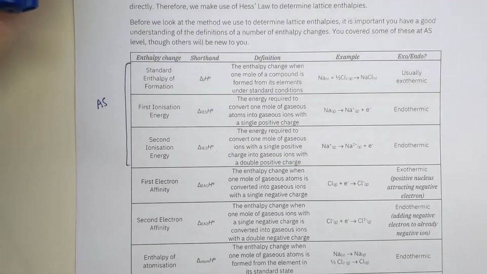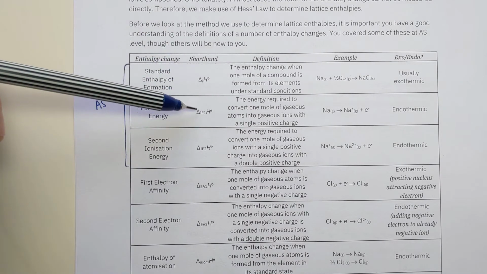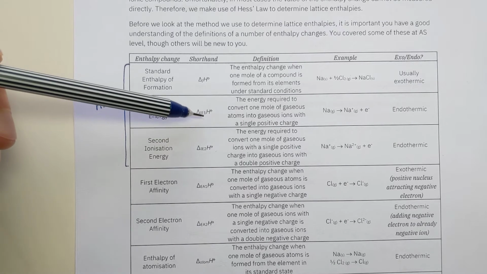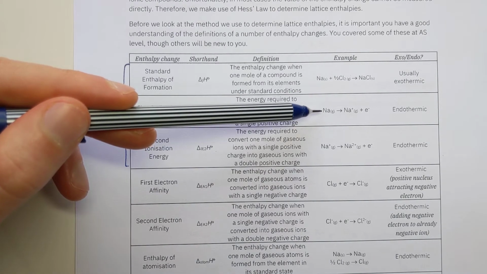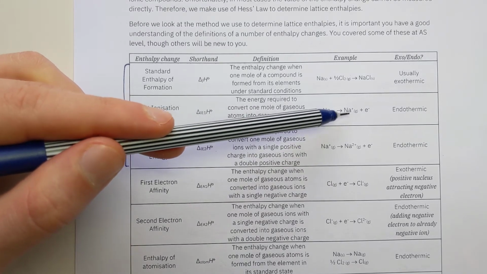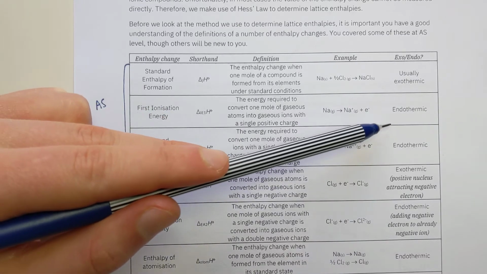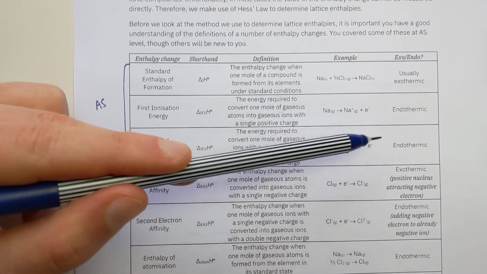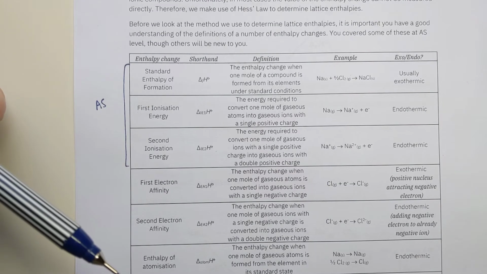Next one is the first ionization energy, which you hopefully are very familiar with. We used it a lot last year, or in the AS topic. Shorthand you might not have used before, delta IE1 for first ionization energy. The energy required to convert 1 mole of gaseous atoms into gaseous ions with a single positive charge. And you should be very familiar with this equation form of it. You're making into the 1 plus ion, and you normally do show the electron in that equation as well. That's always endothermic because it always requires energy to rip a negative electron from its attraction to the positive nucleus.